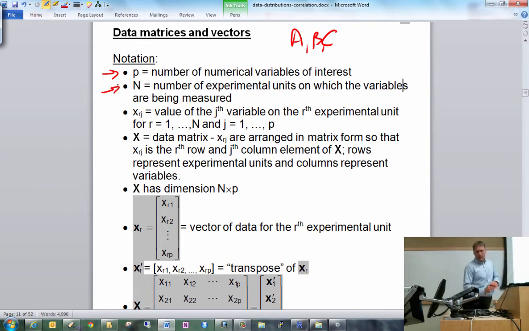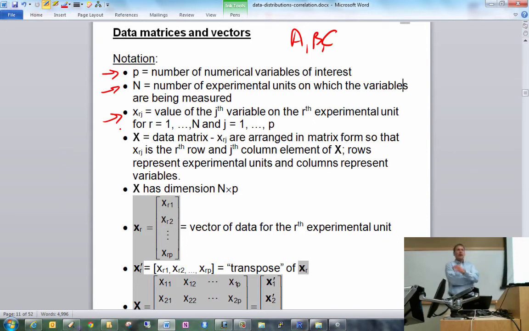Capital N is always going to be the number of experimental units, or number of observations that we will have. At least in this class, an observation will be the same as an experimental unit. In a STAT 802 setting, you might talk about something a little bit differently, but that's what it will be in this particular class. So capital N is always the number of experimental units. And we'll use a little x sub rj to denote the jth variable in the rth experimental unit.